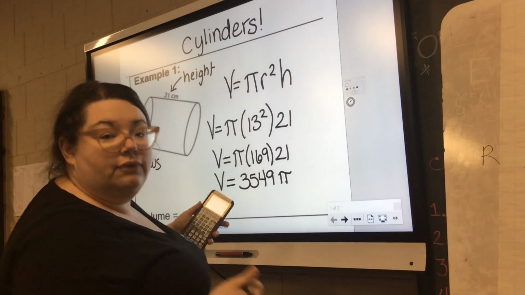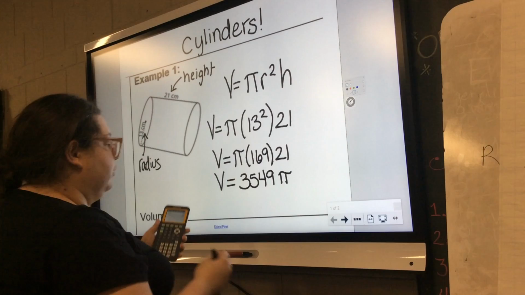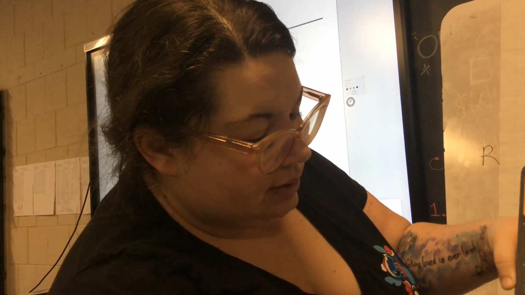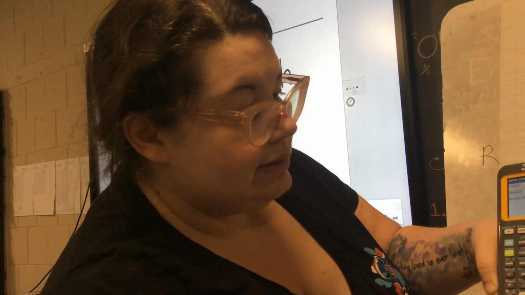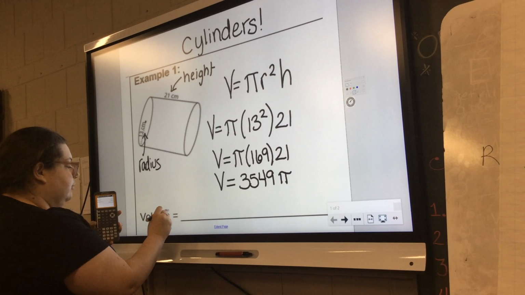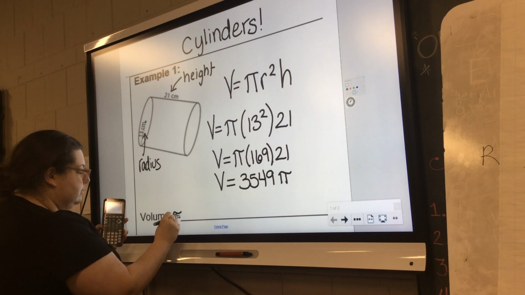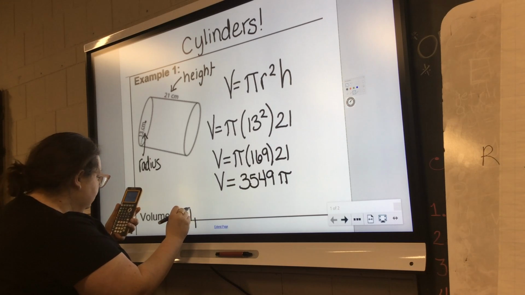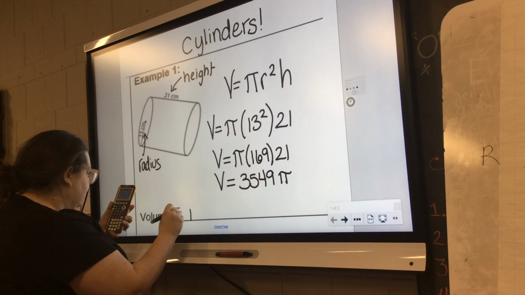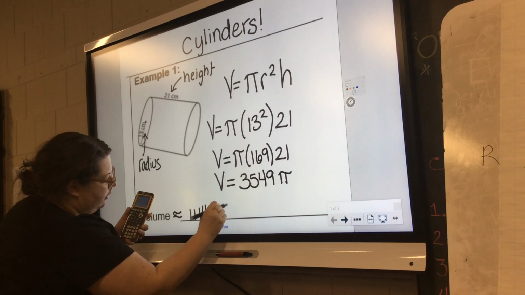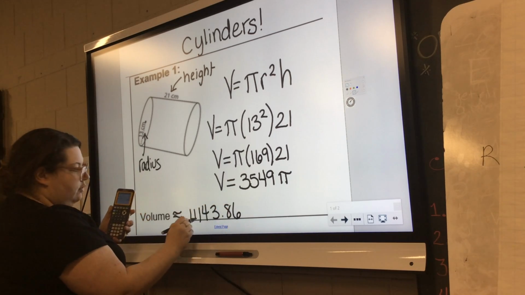Today we'll use 3.14. This whole packet we're going to use 3.14. So I'm going to take my calculator and multiply it by 3.14. Now that's an approximation, so make sure you pay attention. When I write my volume, I'm going to change this equal sign to an approximately sign, and I've got 1,000, actually way bigger than that. I've got 11143.86.